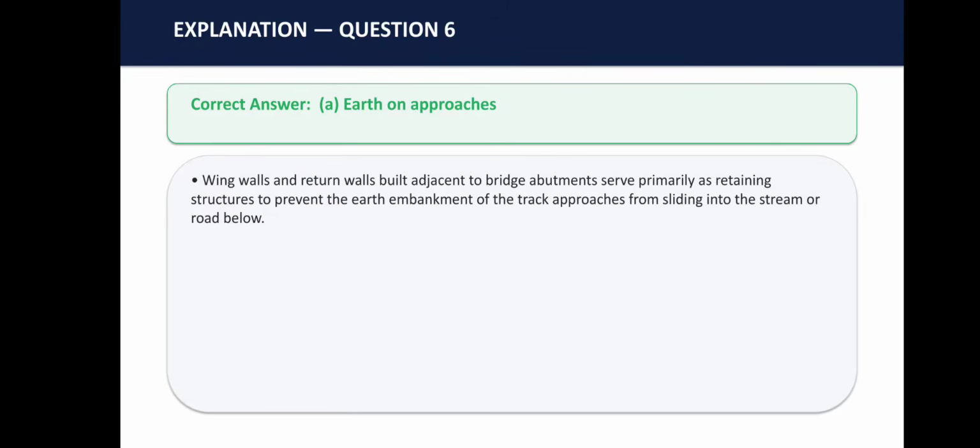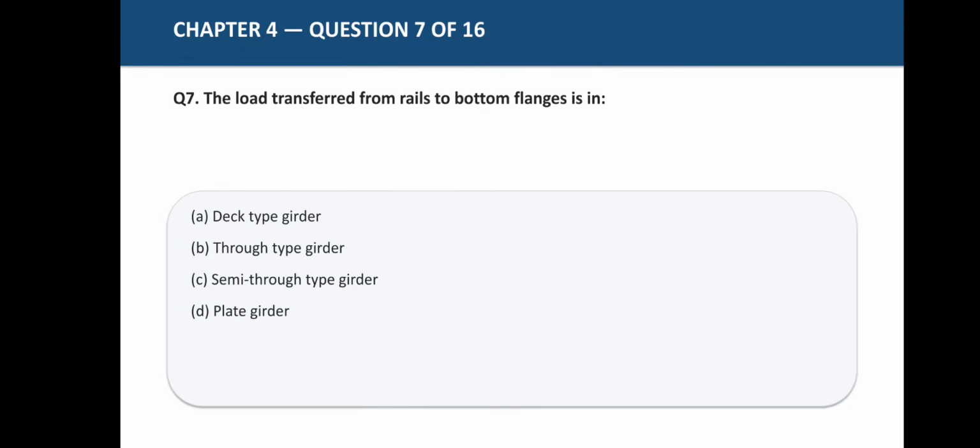Question 7. The load transferred from rails to bottom flanges is in which type of girder? Option A. Deck type girder. Option B. Through type girder. Option C. Semi-through type girder. Option D. Plate girder. The correct answer is option B.